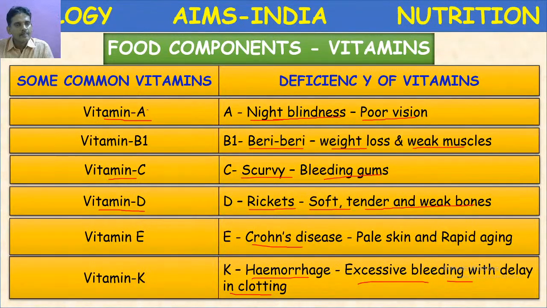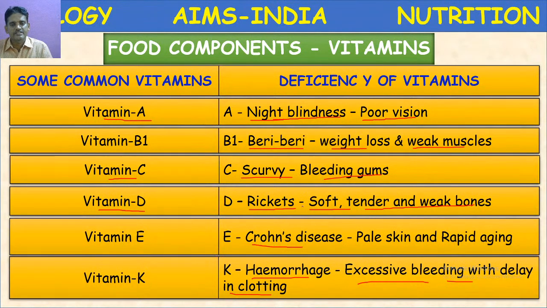Vitamin A deficiency causes night blindness, poor vision. Vitamin B1 deficiency, beriberi disease, weight loss and weak muscles, main symptom. Vitamin C deficiency, scurvy and bleeding of gums. Vitamin D deficiency, rickets in children, soft, tender and weak bones is the symptom.